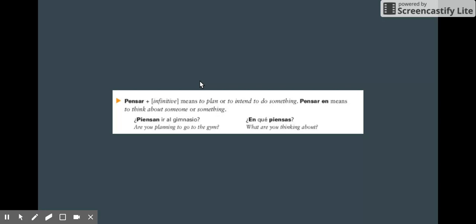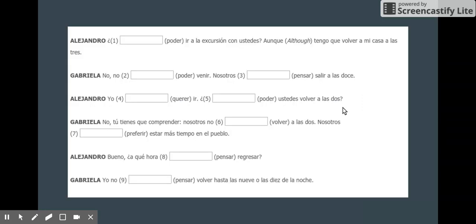One last unique verb here is pensar. Pensar plus an infinitive: pienso correr, I plan on running, or pienso caminar, I plan on walking. But pensar en means to think about. So pienso en el fútbol, I think about football. Pienso en las vacaciones, I think about vacations. So be aware of those two differences in meaning with the preposition.